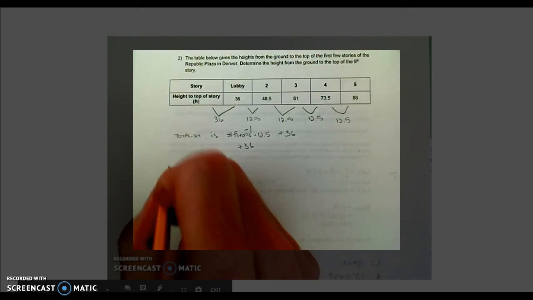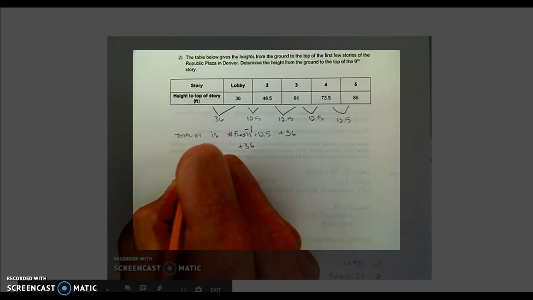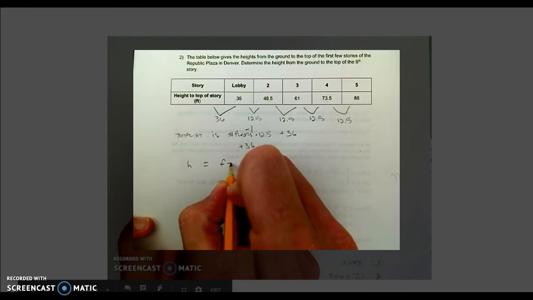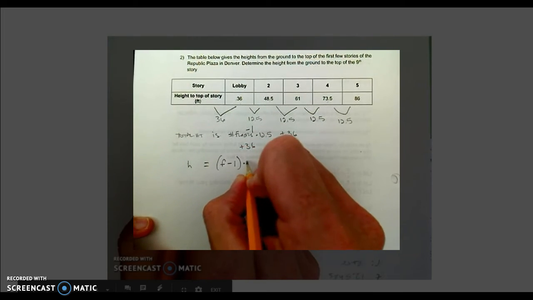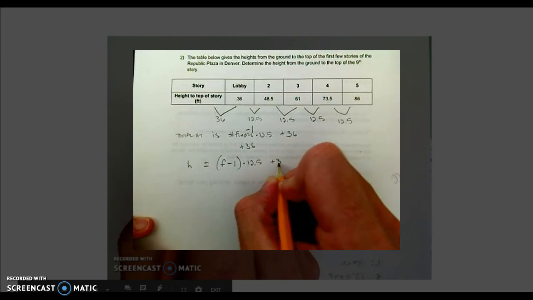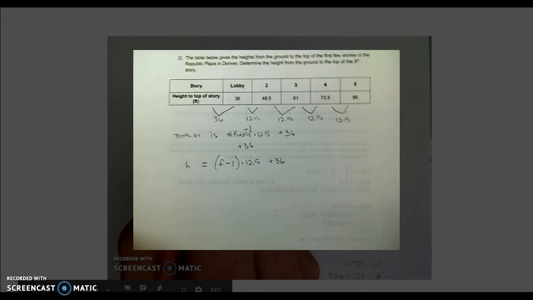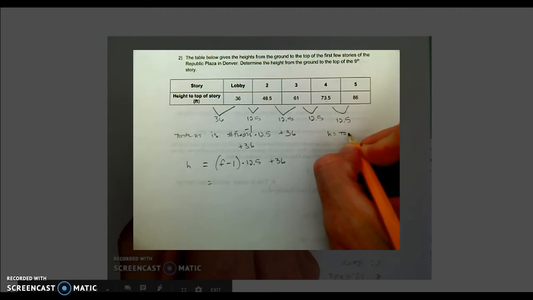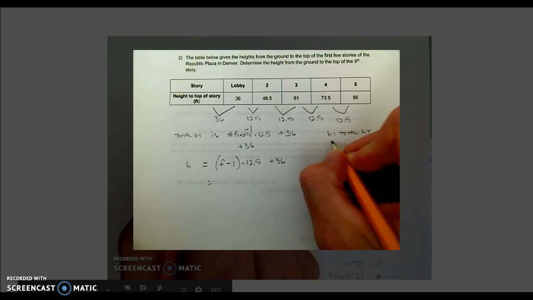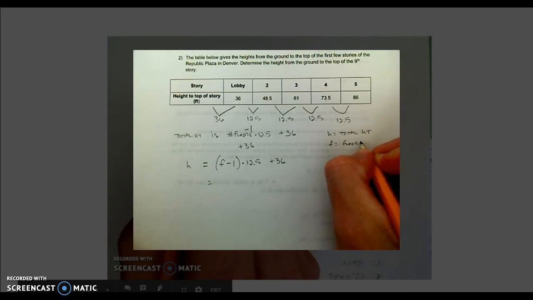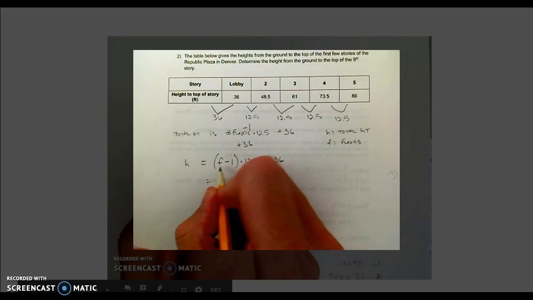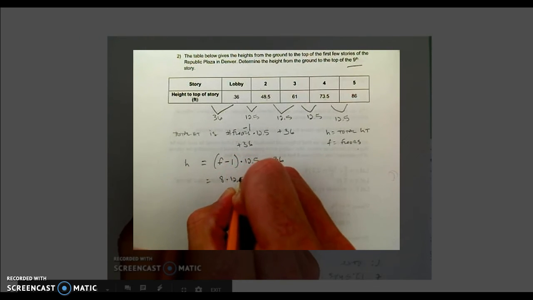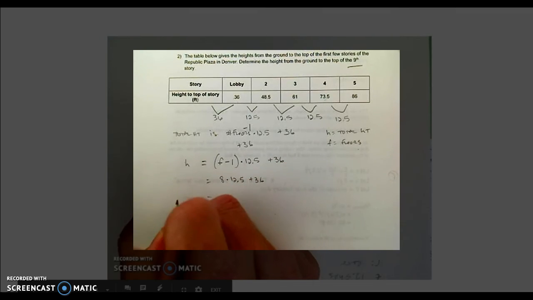So now let's write the equation we could use for this. Height, we'll use h, equals f, for floor number, minus 1, times 12.5, plus 36. We have 9 floors. Don't forget to define your terms: h is total height, f equals floors. The ninth floor is what we're looking for. So 9 minus 1, that's 8, times 12.5, plus 36. Now we can simplify that.